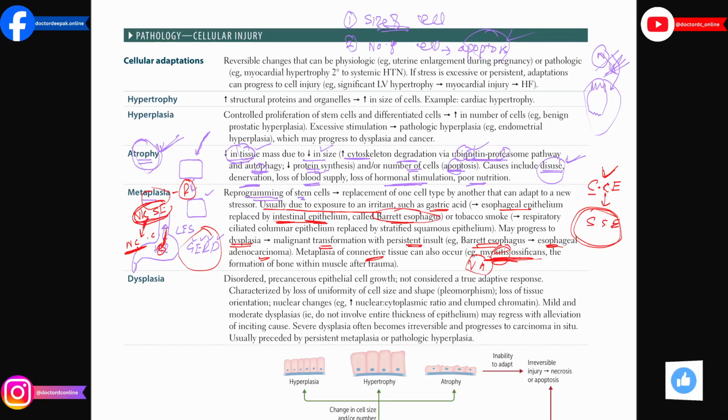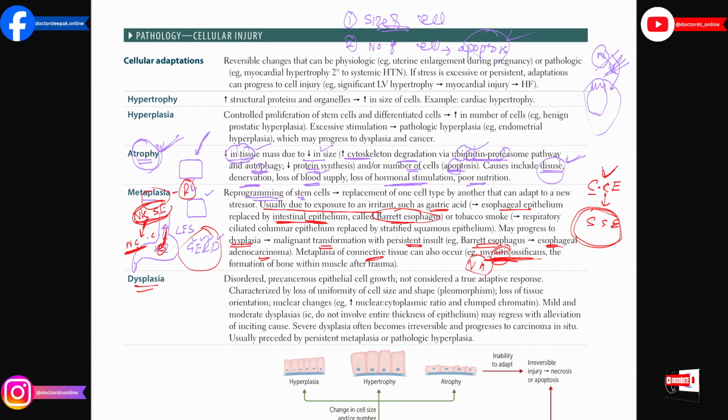Here they can ask you for different examples, like vitamin A deficiency can cause metaplasia, an example being keratomalacia. Then GERD, gastroesophageal reflux disease, can cause metaplasia. Then they can also give you an example like tobacco smoking, where the respiratory epithelium can also undergo metaplasia. So these are the different examples. And next we have dysplasia.